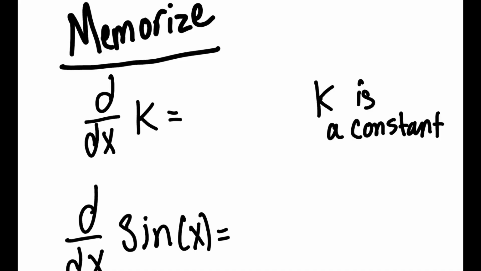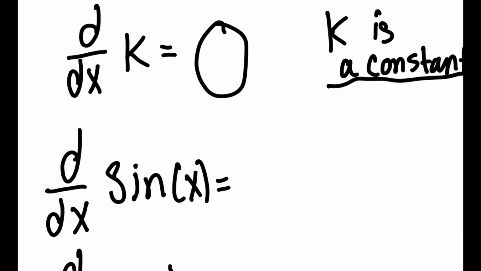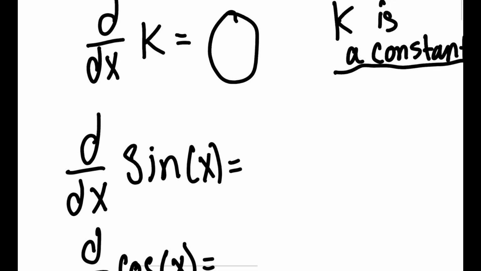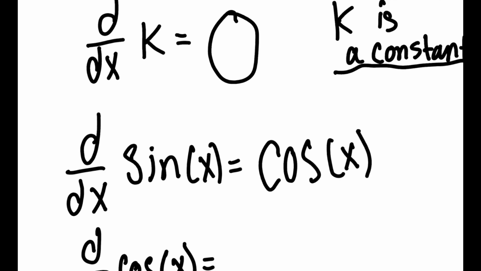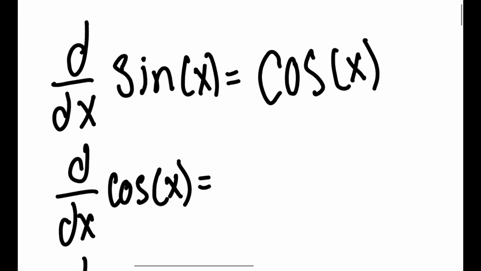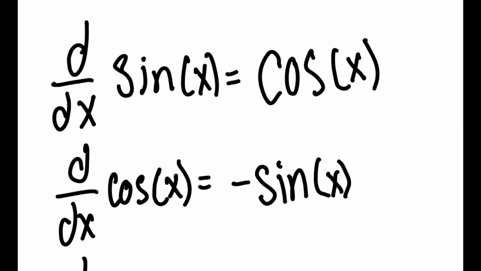Here are some important simple derivatives that you should have memorized. The first one is, if k is a constant, the derivative of a constant is always a big fat 0. Secondly are our trig derivatives. The derivative of sine of x is its buddy cosine of x. And the derivative of cosine of x is negative sine of x. So they're opposites, but when going from cosine back to sine, you have a negative.